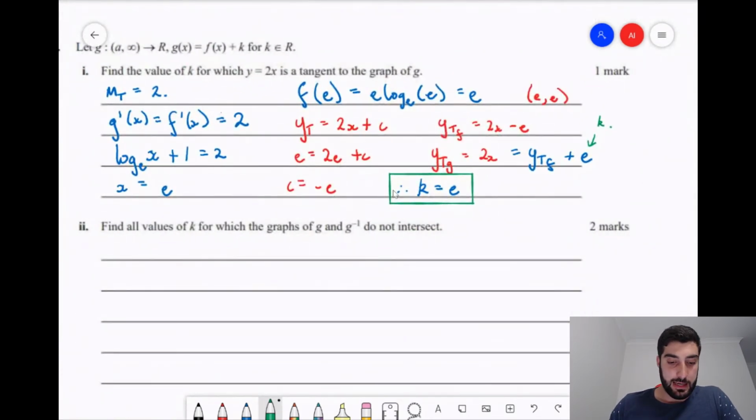Okay, very last question. Find all values of k for which the graphs of g and g inverse do not intersect. So this one's really particularly quite challenging. And we need to take a similar approach to this question as we did to the previous one, which was comparing the gradients of the function.